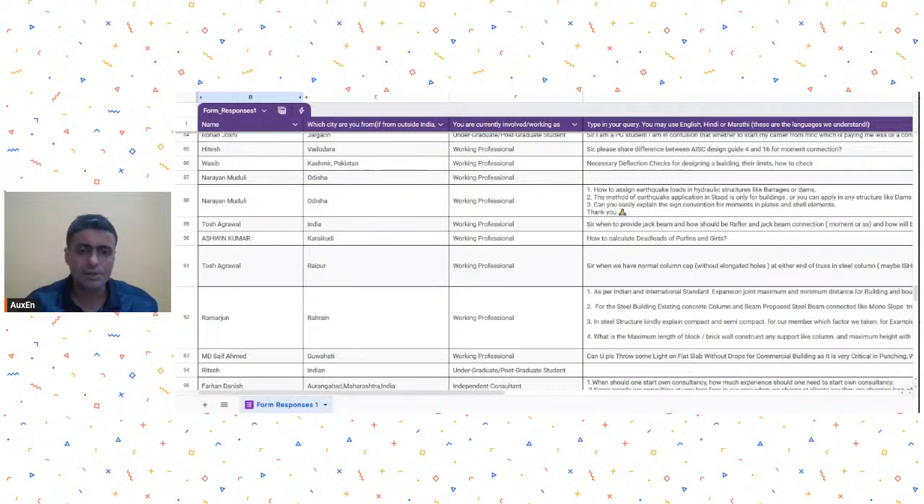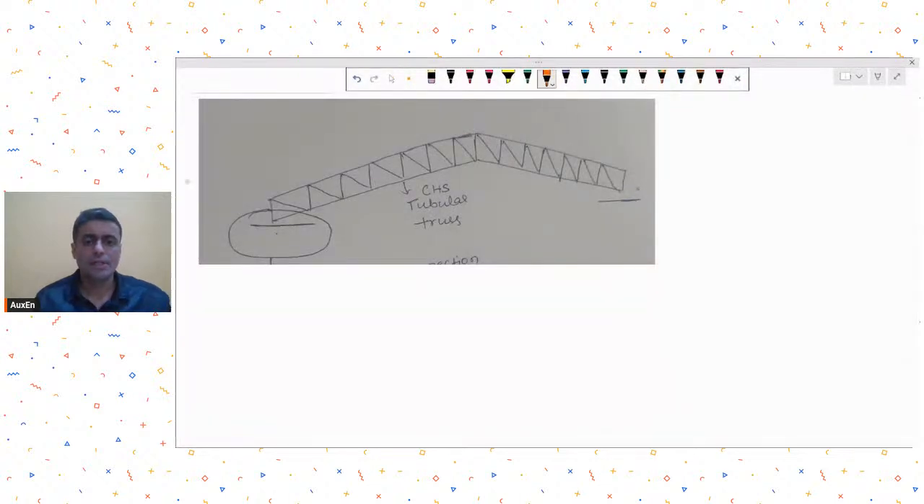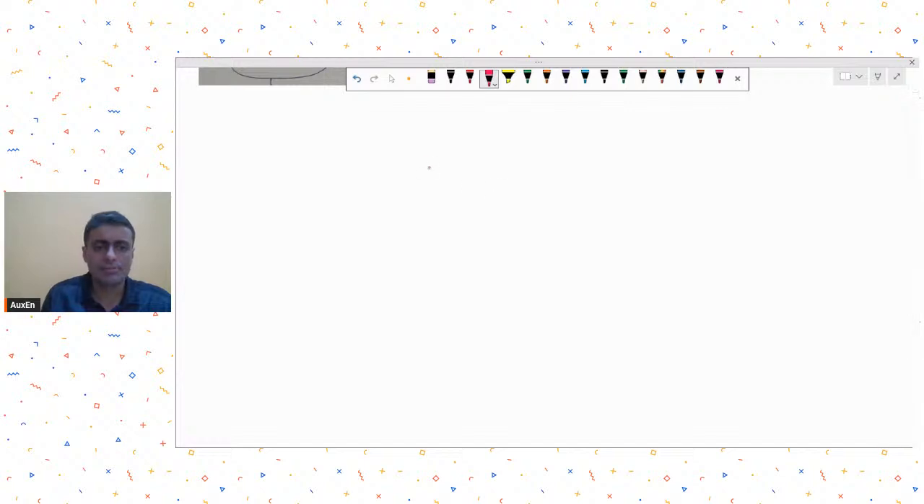He has shared one image over here. I'll put that image and we will start our discussion. Let me share it on the screen. So this is his first question, that he has a hollow section truss. He's asking how it can be connected to the column. There are multiple options, multiple arrangements possible. One of the arrangements can be, for example, you have a hollow section truss like this.